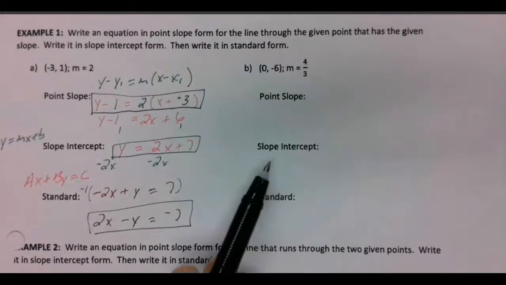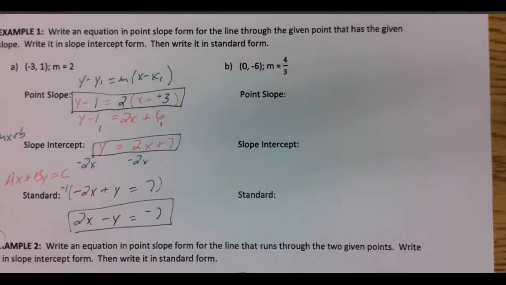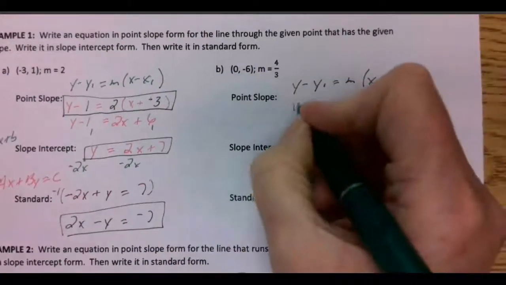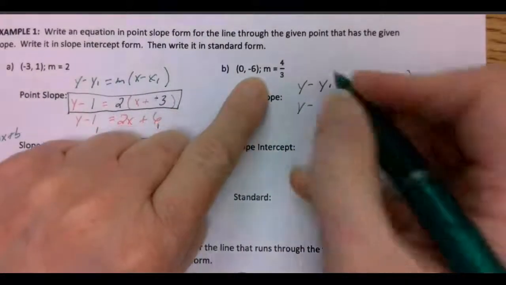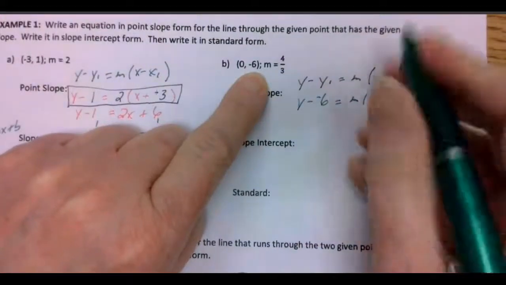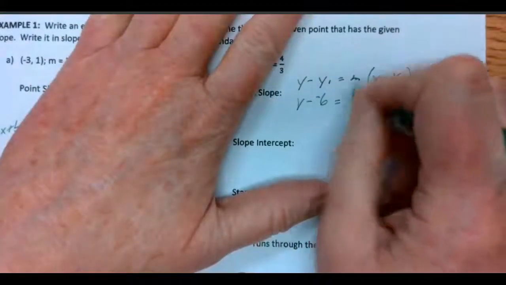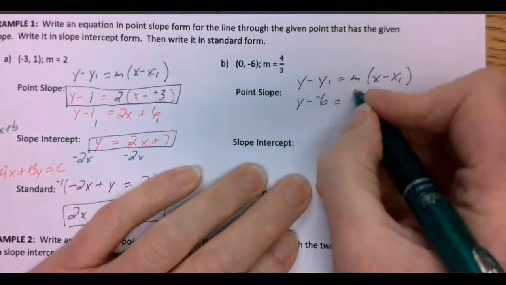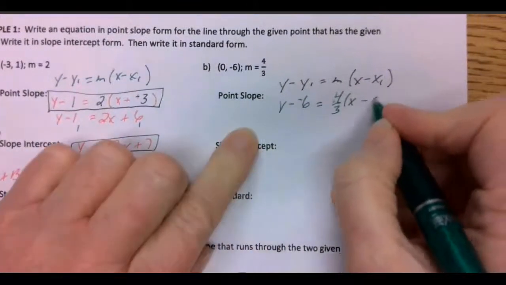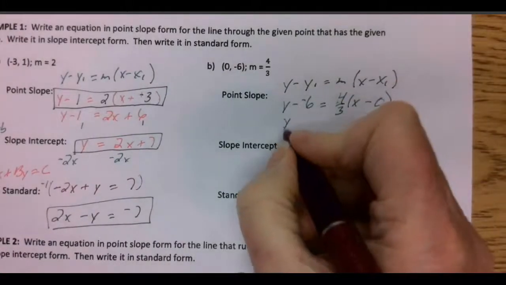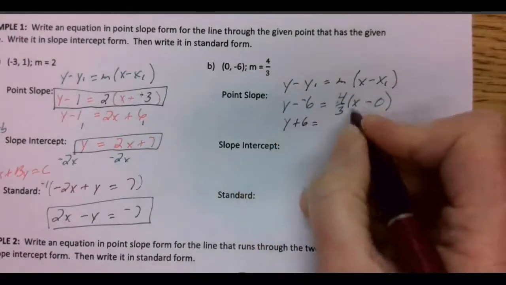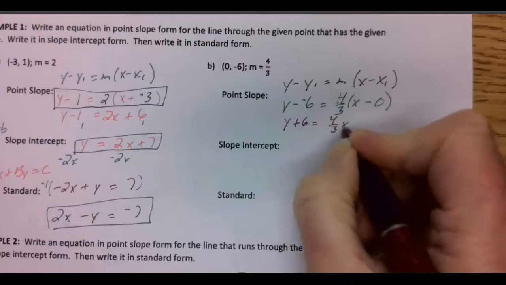Can you try that one? I want you to try this one right here. I'll go through it in just a second, but pause your video. So we're going to plug everything in, y minus, x minus. My y value is negative 6. Oops, hello. I need to plug in slope. My slope is 4/3, and I get 0. Oh, that's going to be an easy one to clean up, isn't it? So now we have y plus 6 is equal, I'm going to distribute here, and I get 4/3 x.